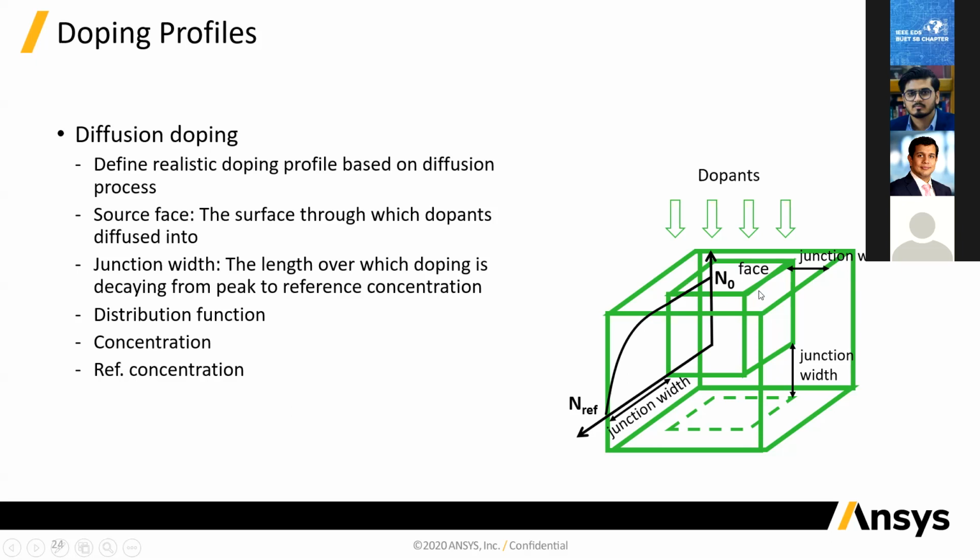And so that's how you can have a peak concentration on the top surface and then exponentially decaying doping as you go inside your device by using these types of doping objects.